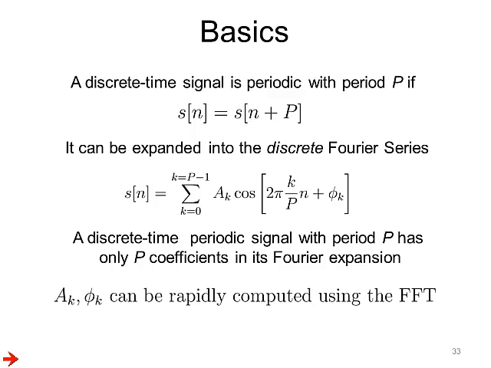Before that, let's recall that a discrete time sequence, which is periodic with a period of P samples, can be expanded into a discrete Fourier series. However, unlike in the continuous time case, a discrete time Fourier series consists of only P sinusoids. The fundamental frequency of the Fourier series expansion is 2 pi over P radians per sample, and the fast Fourier transform is simply a rapid way of computing the Fourier coefficients.